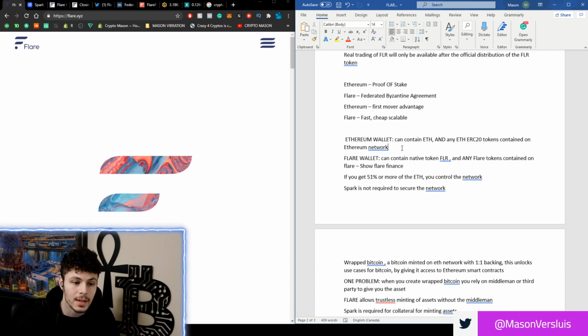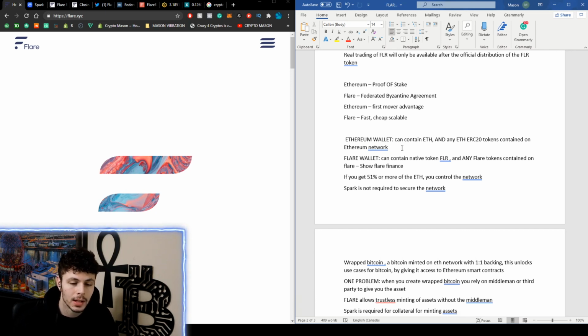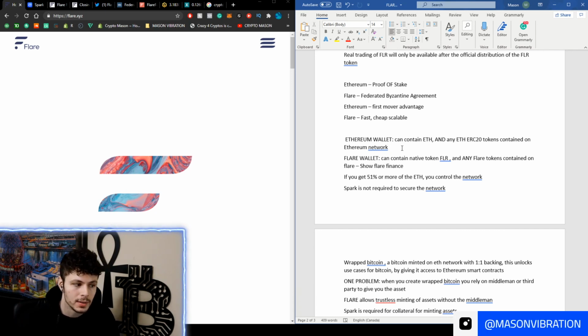So with Flare, it's the same. FLR is like ETH. It's the native token. And any Flare tokens can be held on that Flare address. I'm going to show you some of the Flare tokens that are currently in the beta, because we are currently in the beta of Flare Finance. It's crazy. I'm not going to go deep on that today, but I will show you it.